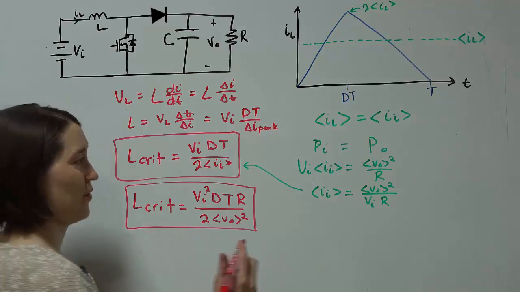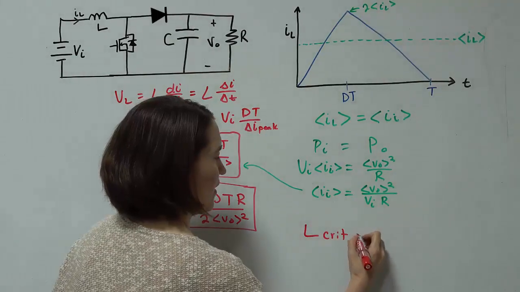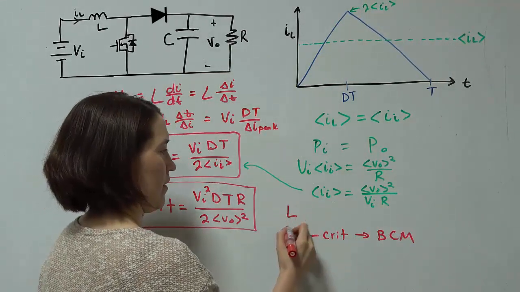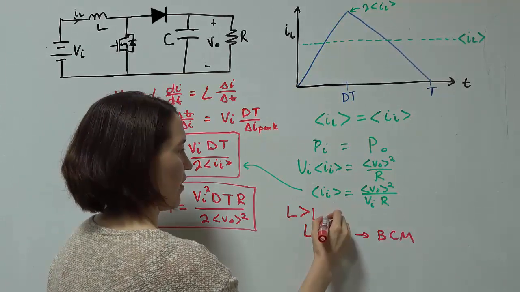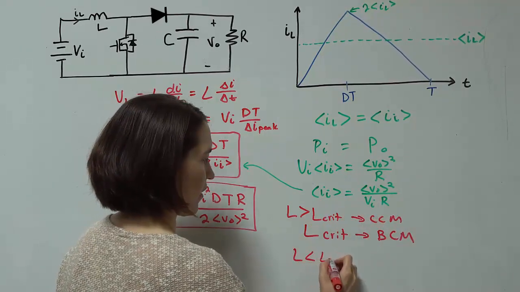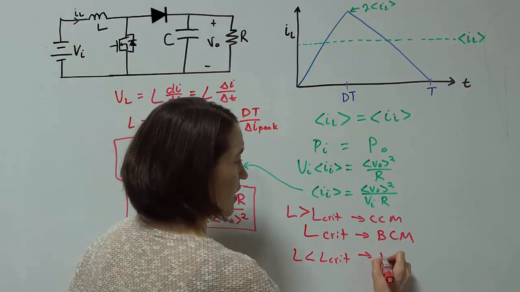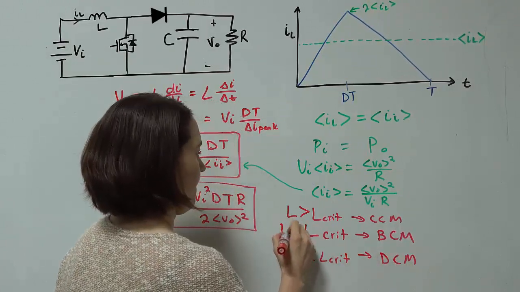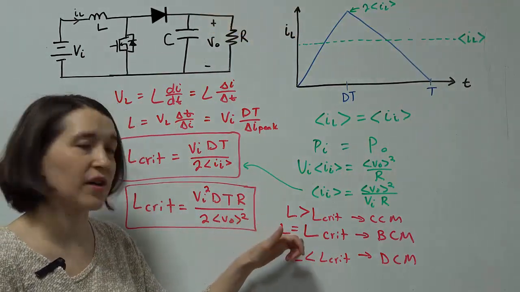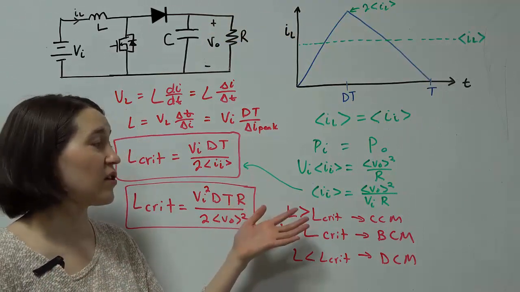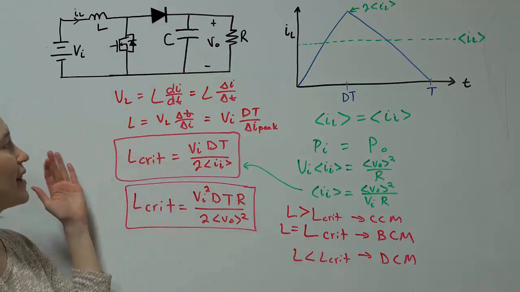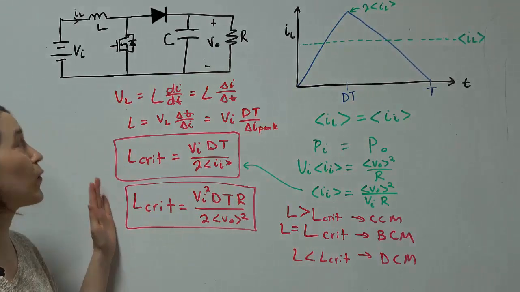Remember, L crit means boundary conduction mode. L greater than L crit means continuous conduction mode, and less than L crit means discontinuous conduction mode. So depending on what type of mode you want to operate in, you can find the critical inductance value and then adjust your inductance value depending on the mode that you'd like to operate in. So that's how you calculate the critical inductance value for a boost converter.